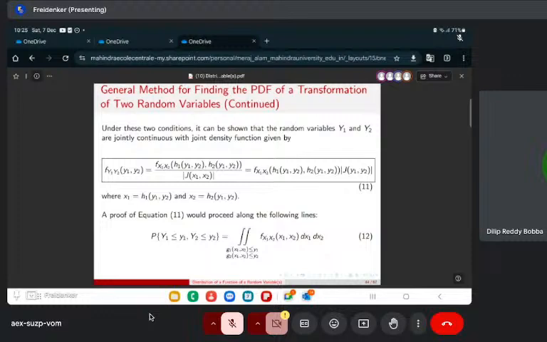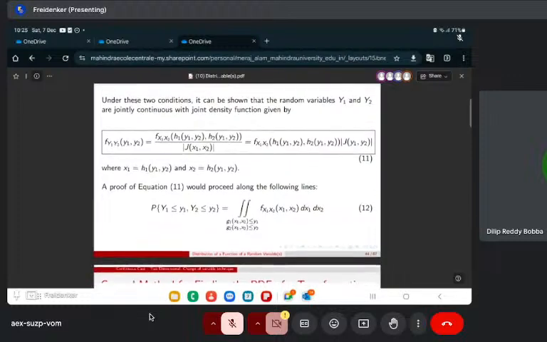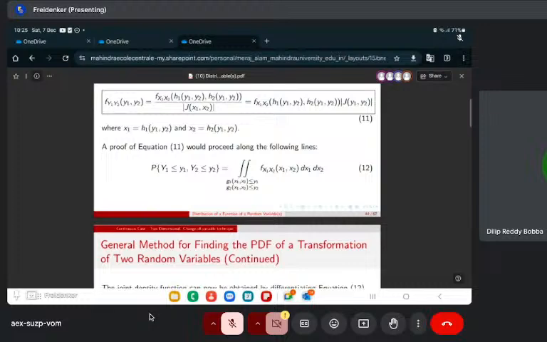Okay. And see, we know x1 is a function of y1 and y2, and x2 is also a function of y1 and y2. Proof, we don't have to look at the proof. It is fine.